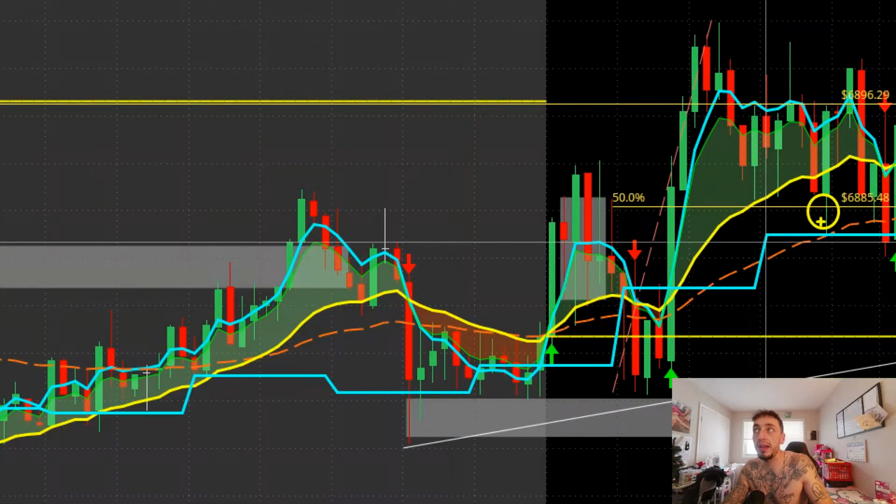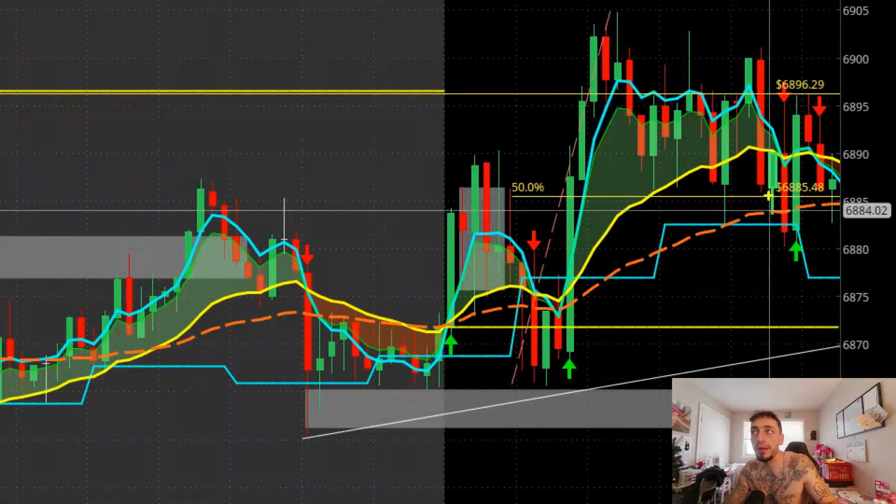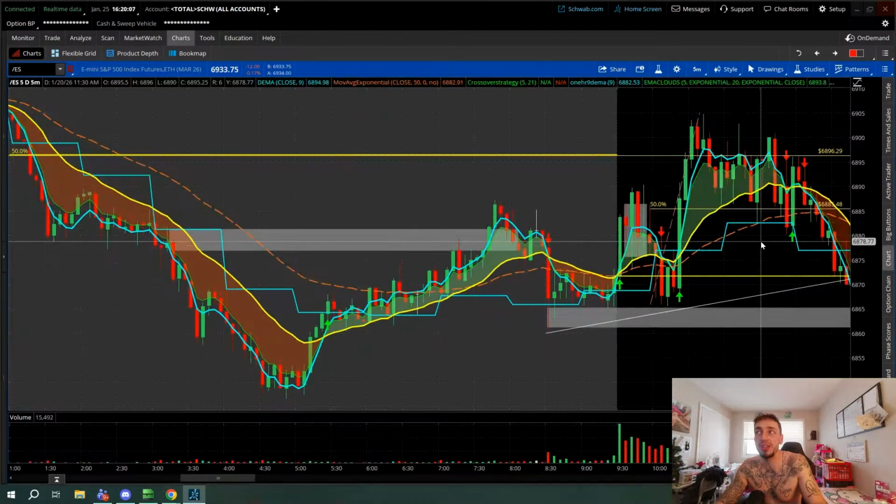Buyers hold it again. We get a push. Now, what happens here? We start to close below it. Is that a sign of strength or weakness? Buyers are getting weak when we start closing below the fib. Now, that doesn't mean go short. That just means stay patient.